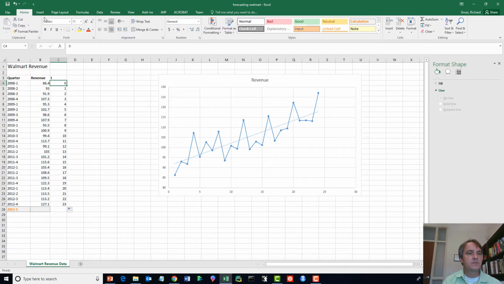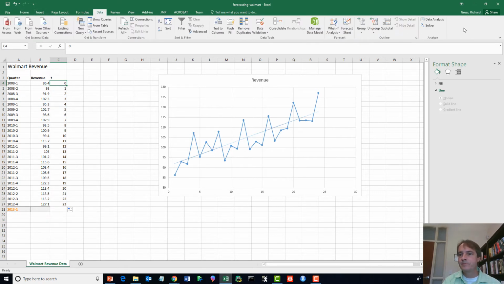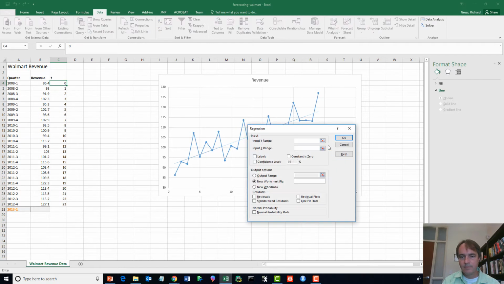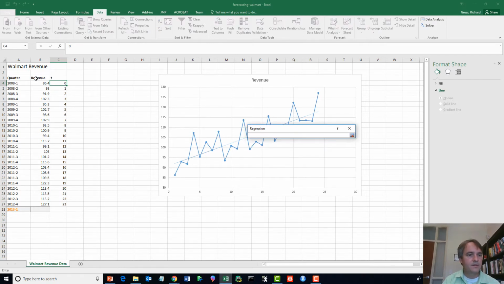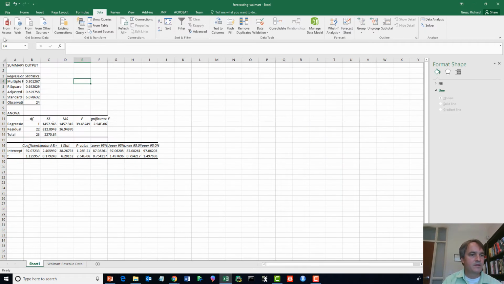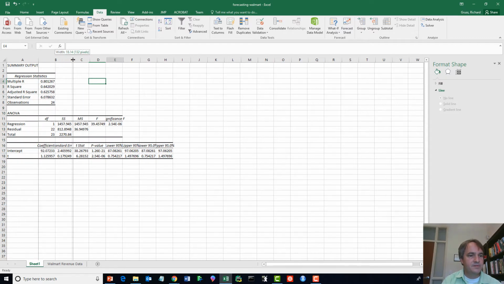Let's go ahead and do data analysis and regression. Our y's are revenue, and our x's are this sequential series that we created right here. And I believe I got the labels. Yeah, we'll just keep it at that for now. So this is pretty good.